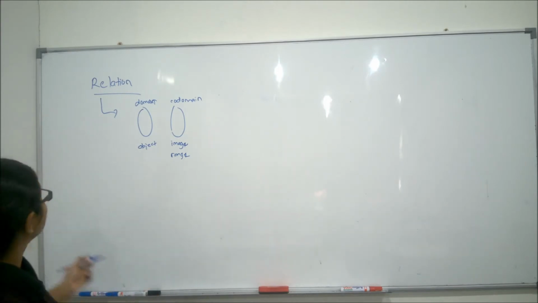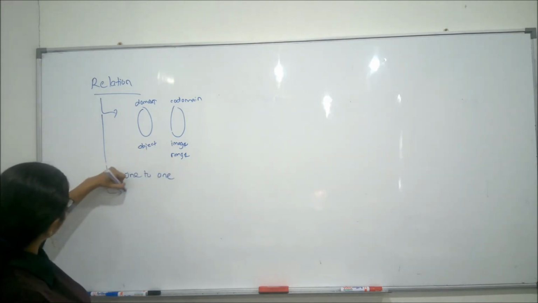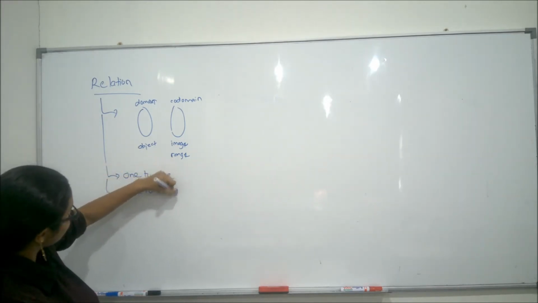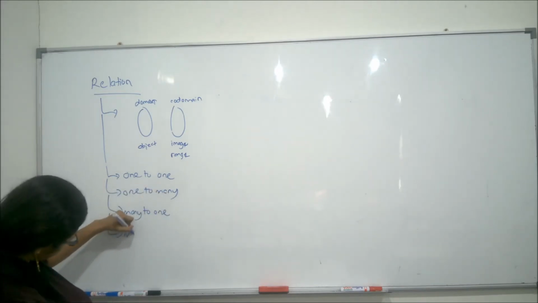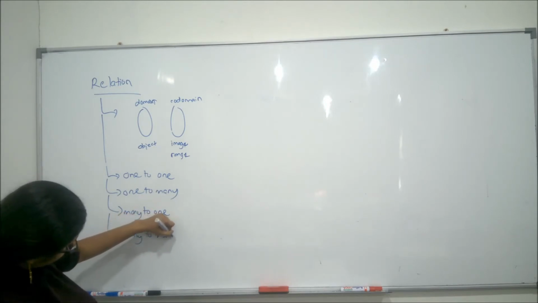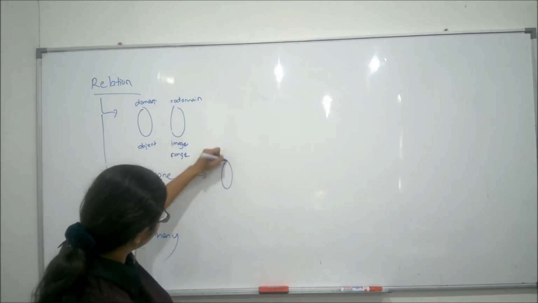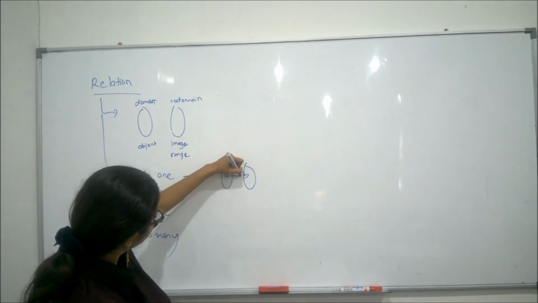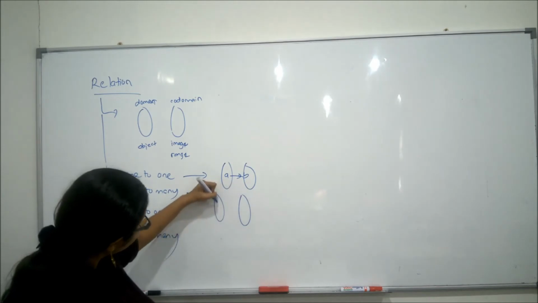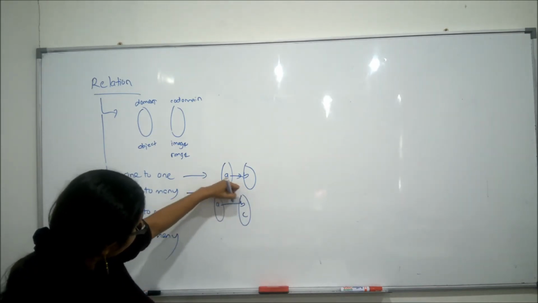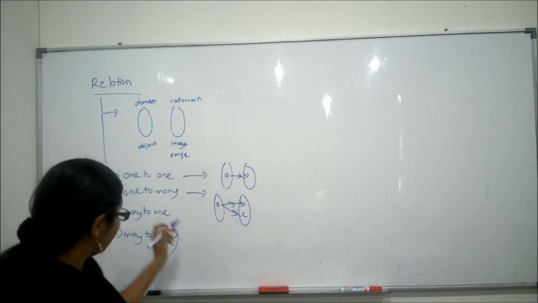There are four types of relation: one to one, one to many, many to one, and many to many. An example of a one-to-one relationship would be, again, draw two sets, A to B. This shows a one-to-one relationship. One to many. This shows a one-to-many relationship. Got it? One to one, one to many.